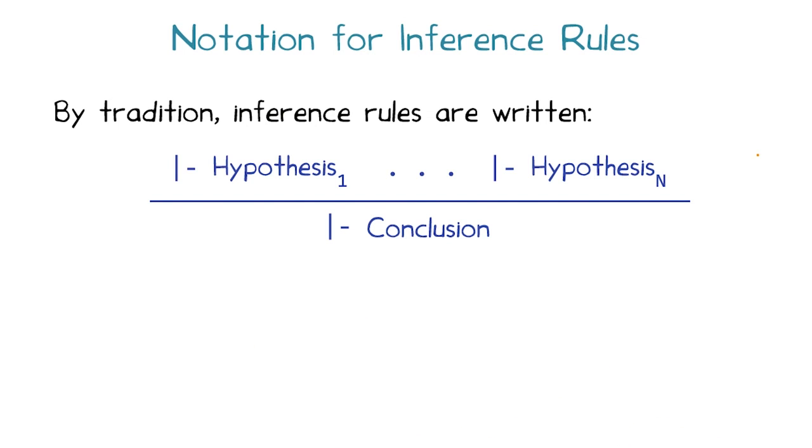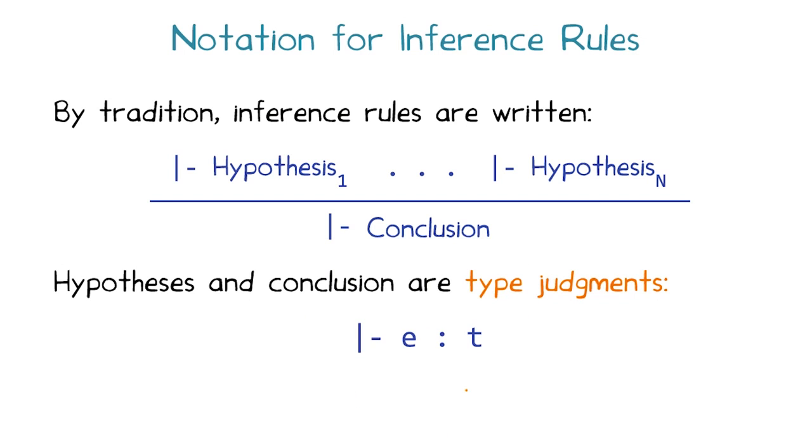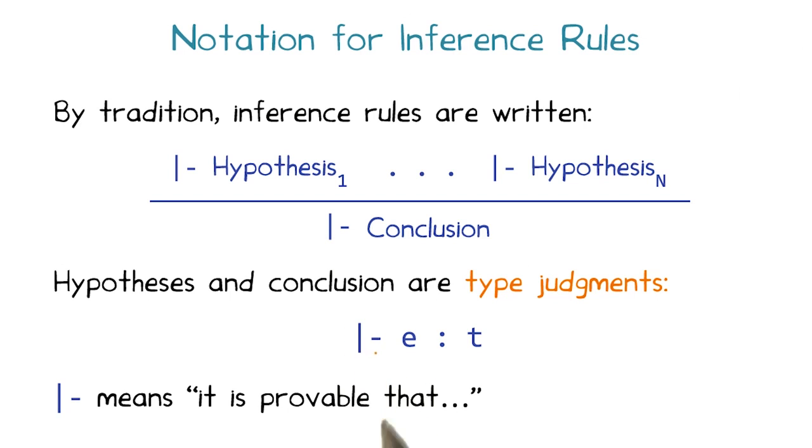Each inference rule has one conclusion and 0, 1 or more hypotheses. The hypotheses are considered to be ANDed together. They must all be true in order to derive the conclusion. Inference rules without any hypotheses are called axioms. Their conclusions are statements we take to be fact without any preconditions. The hypotheses and conclusion all take the following form, where E is an expression and T is a type. This statement is called a type judgment. The pipe symbol followed by a hyphen is a symbol denoting the phrase, "It is provable that."